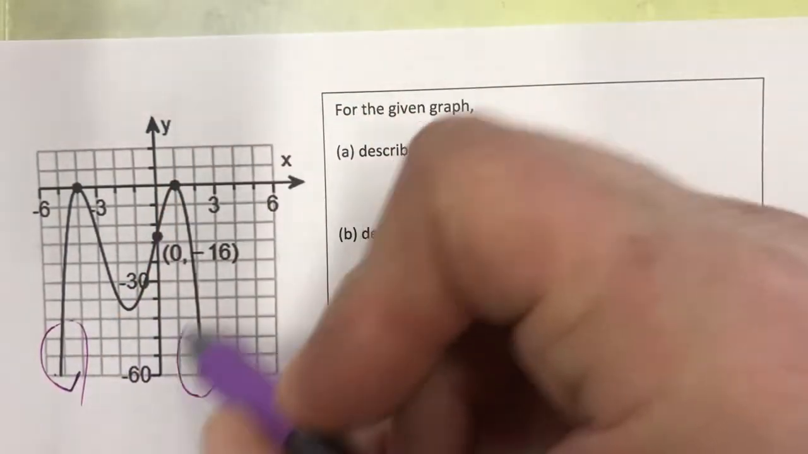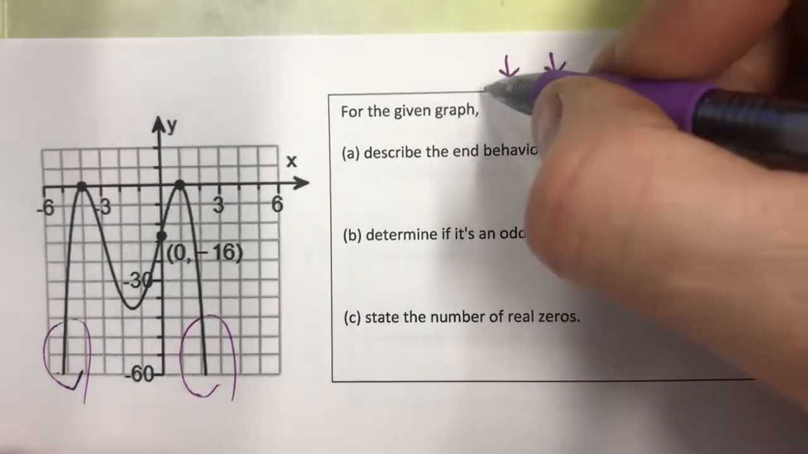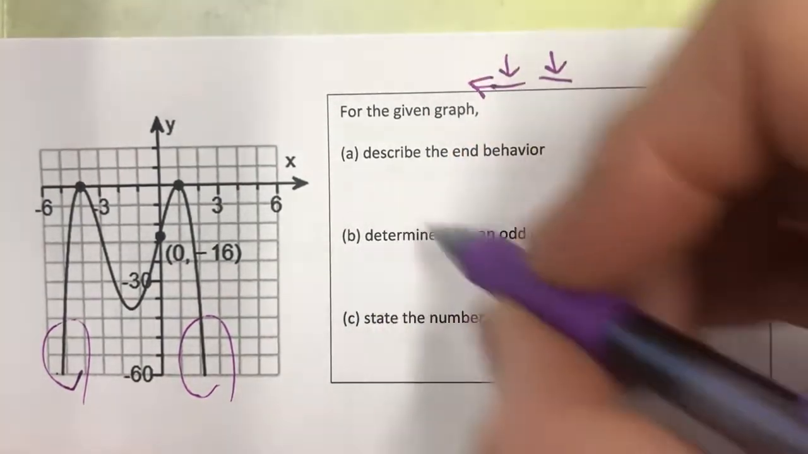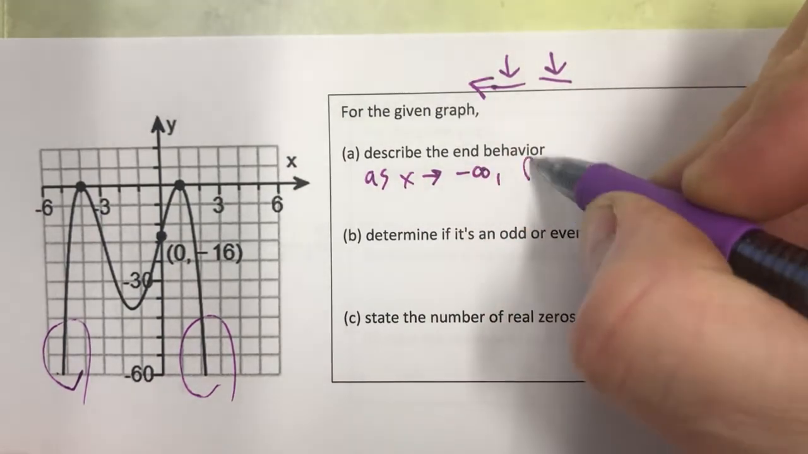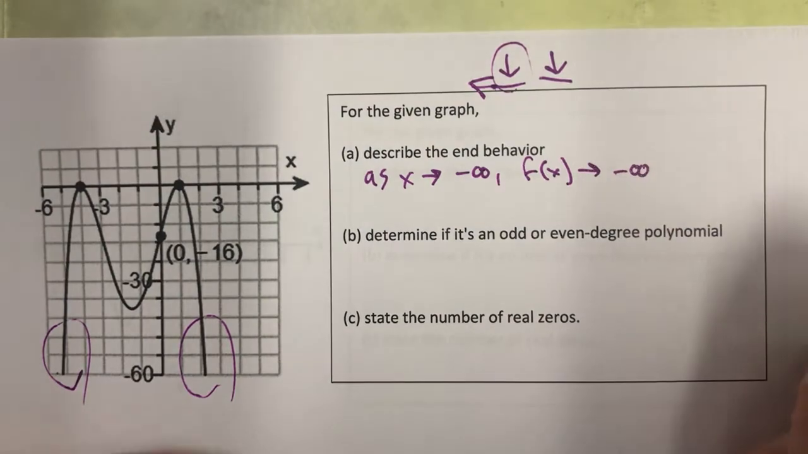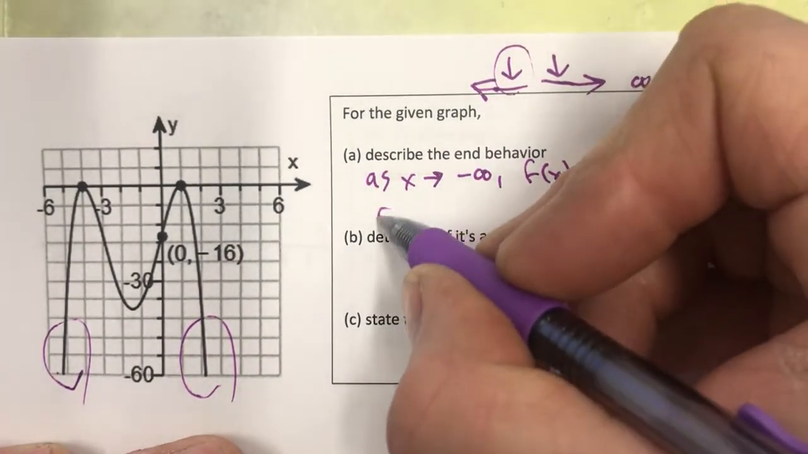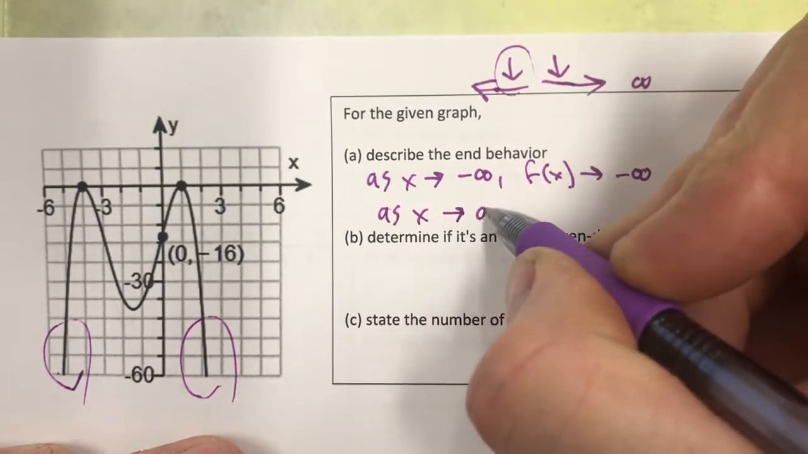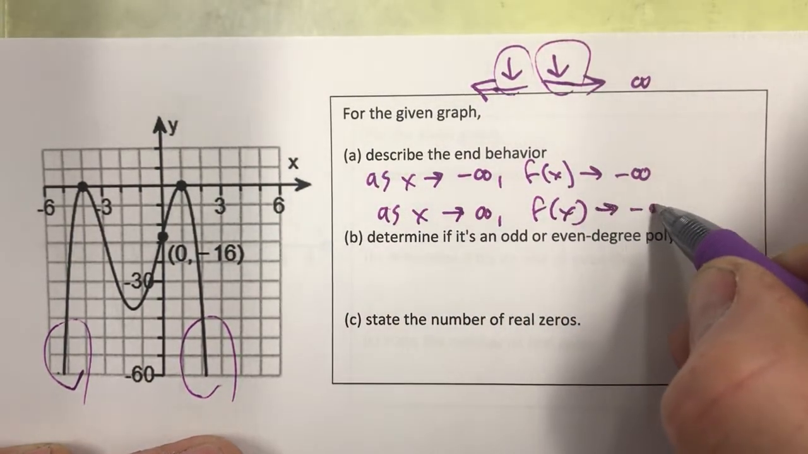Well, the left side and the right side, they're both going down. All right, so on this one, as x approaches negative infinity, the function of x approaches, well, it's going down, so that's negative infinity also. On this side, that's going to positive infinity. So as x approaches positive infinity, the function of x is going down there, so that's going to negative infinity too.